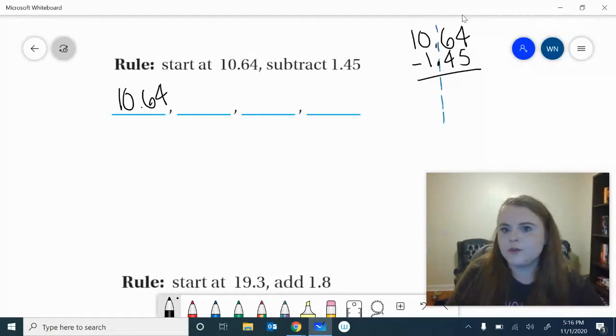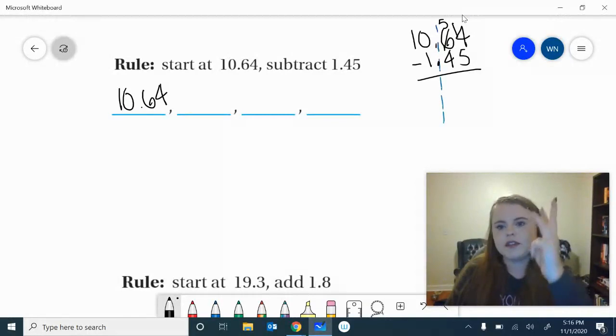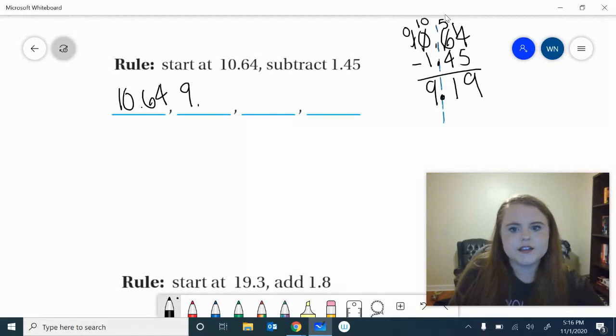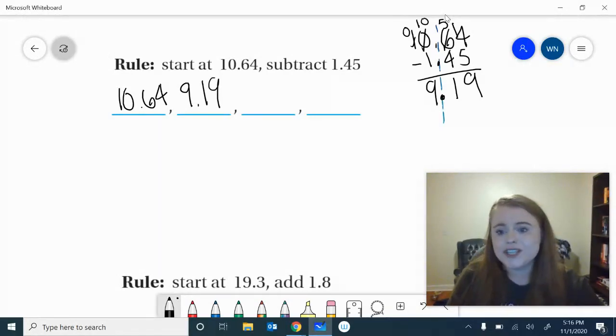I know I can't say 4 minus 5. I have to borrow from the 6, make that a 14, 13, 12, 11, 10, 9. Now I've got 5 minus 4 is 1. Can't say 0 minus 1, so I've got to borrow from this 1. Make that a 10. 10 minus 1 is 9. Follow that magical decimal line. I've got 9 and 19 hundredths. Let's go ahead and write that down. And then we just keep going.